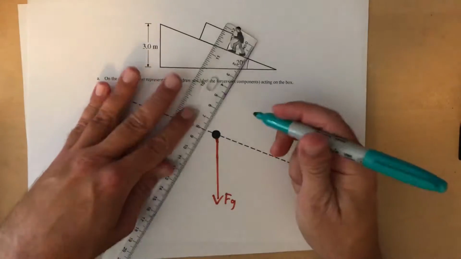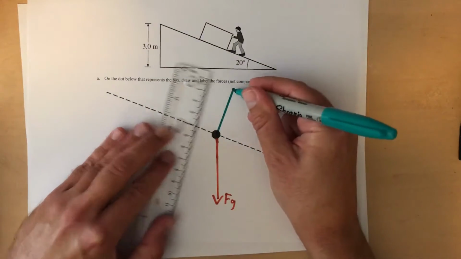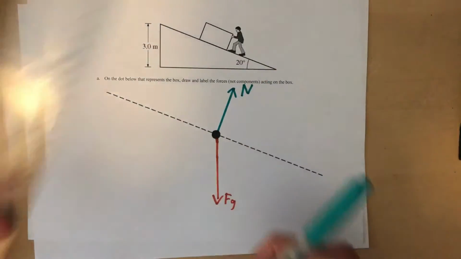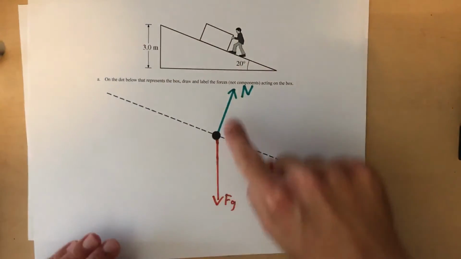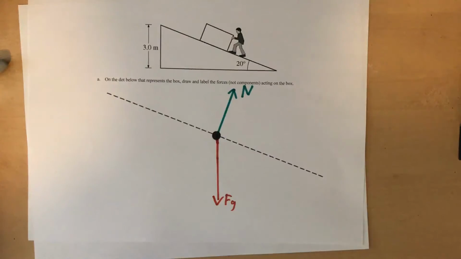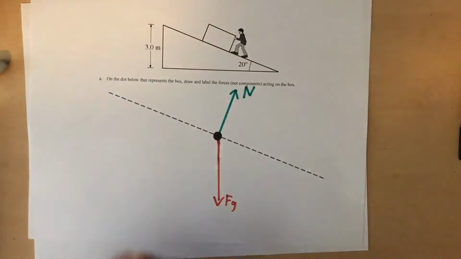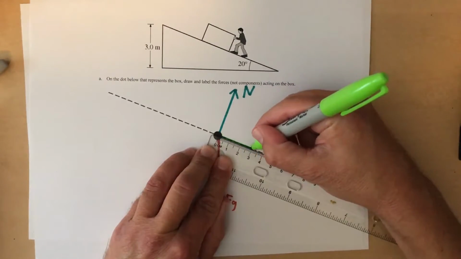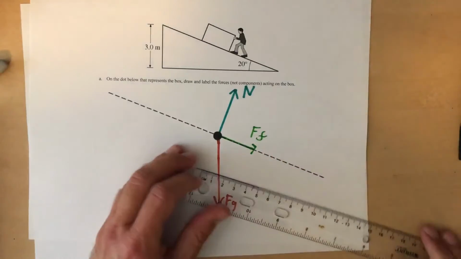Now they don't have a grid here, but I know the normal up cannot be as much as gravity down. Why? Because we know a component of gravity matches the normal. So gravity's got to be bigger. So I drew this one 5 centimeters long and this one 4 centimeters long. We are going to have, because he is pushing up the plane, friction back down the plane like this. So friction back this way. So I'll call that the force of friction there.